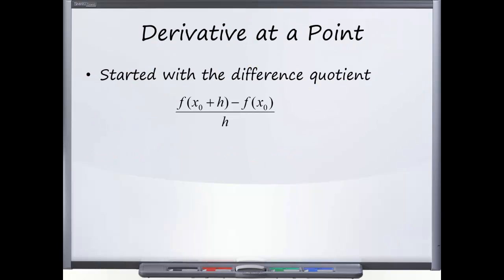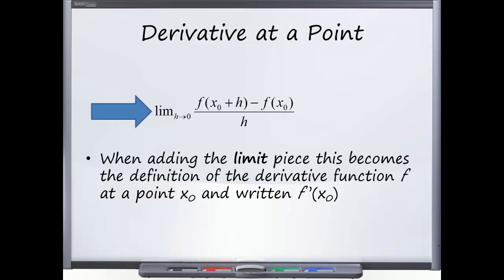So the big deal here is we started with this difference quotient, and then we added this limit piece, which is the huge part, because remember visually this was moving my secant line, that second point, closer and closer and closer to the first point. In other words, the distance of h was going to 0. So when adding this limit piece, this becomes the definition of the derivative.